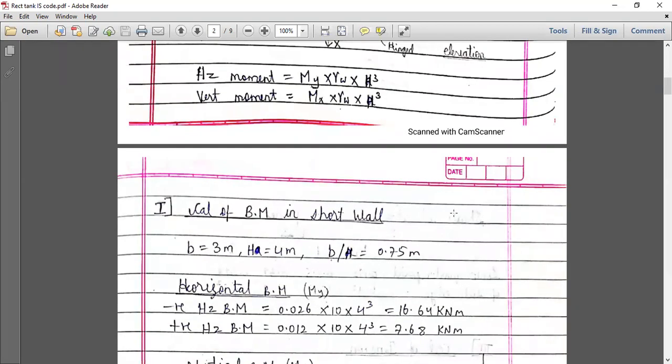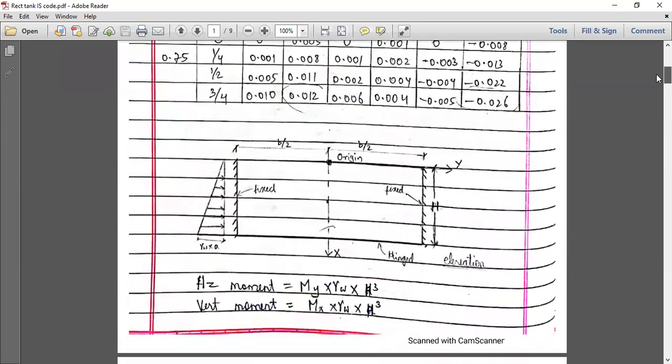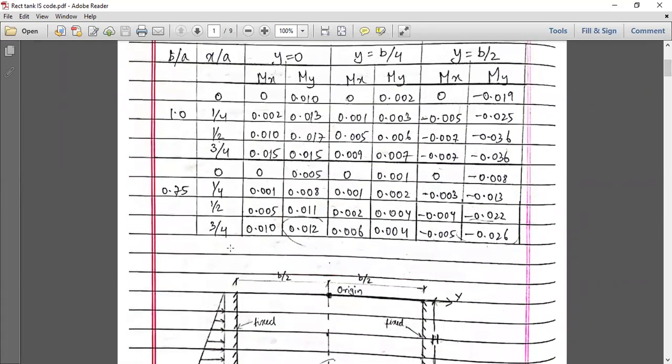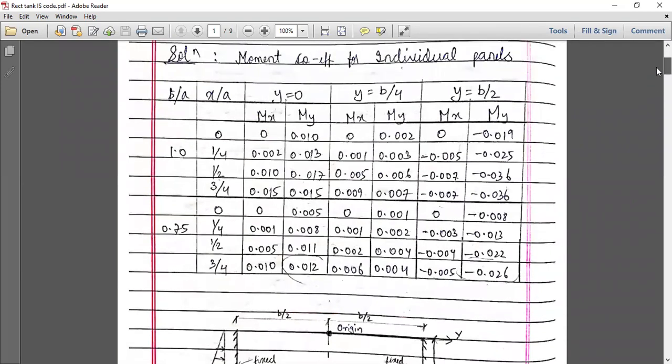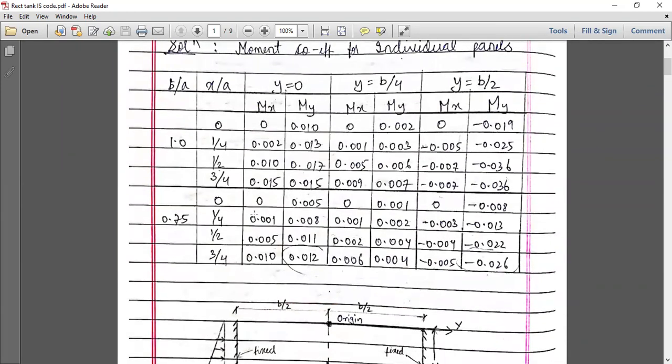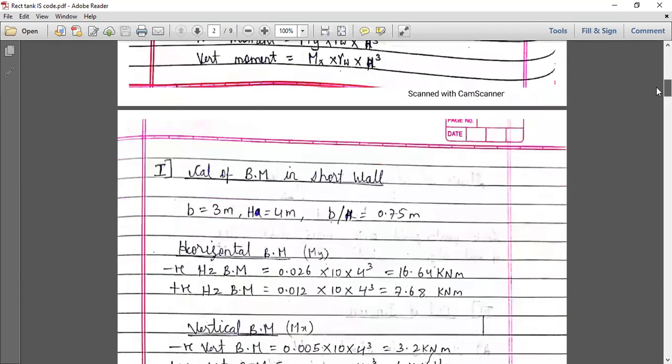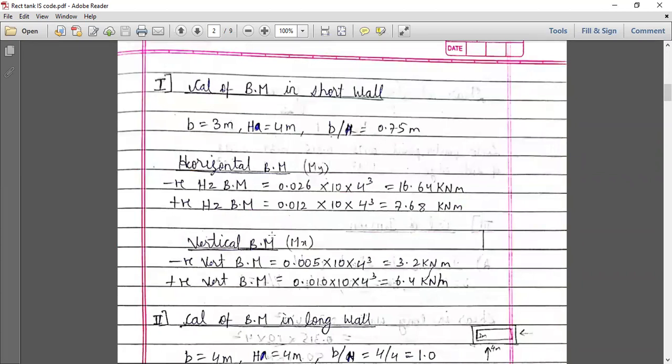Now positive bending moment, again positive coefficient जो maximum है for the ratio 0.75. ठीक है, अभी यहाँ पे देखो positive bending moment कौन सा है maximum. So in this column, and there are two columns My 1 and 2. So in this the maximum value is 0.012. ठीक है, so I have just circled here. So this 0.012 is the maximum value. So now for positive bending moment, this is coefficient into gamma w into h cube. So now we got the horizontal bending moment.